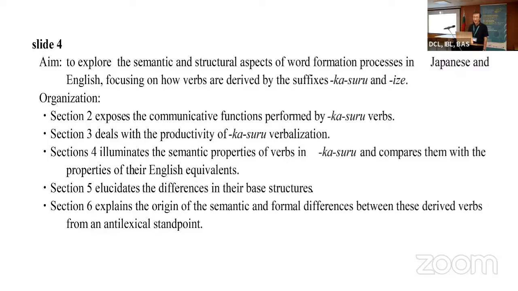Section 4 illuminates the semantic properties of the verbs in kasuru and compares them with the properties of their English equivalents. Section 5 elucidates the differences in their base structures. Section 6 explains the origin of the semantic and formal differences between these derived verbs from an anti-lexical standpoint.